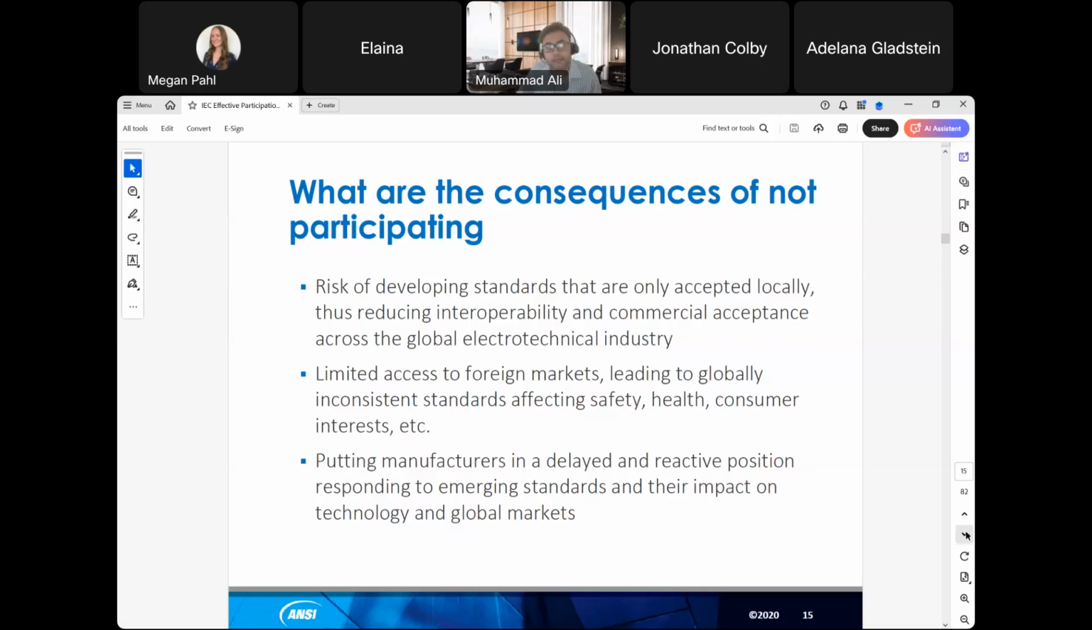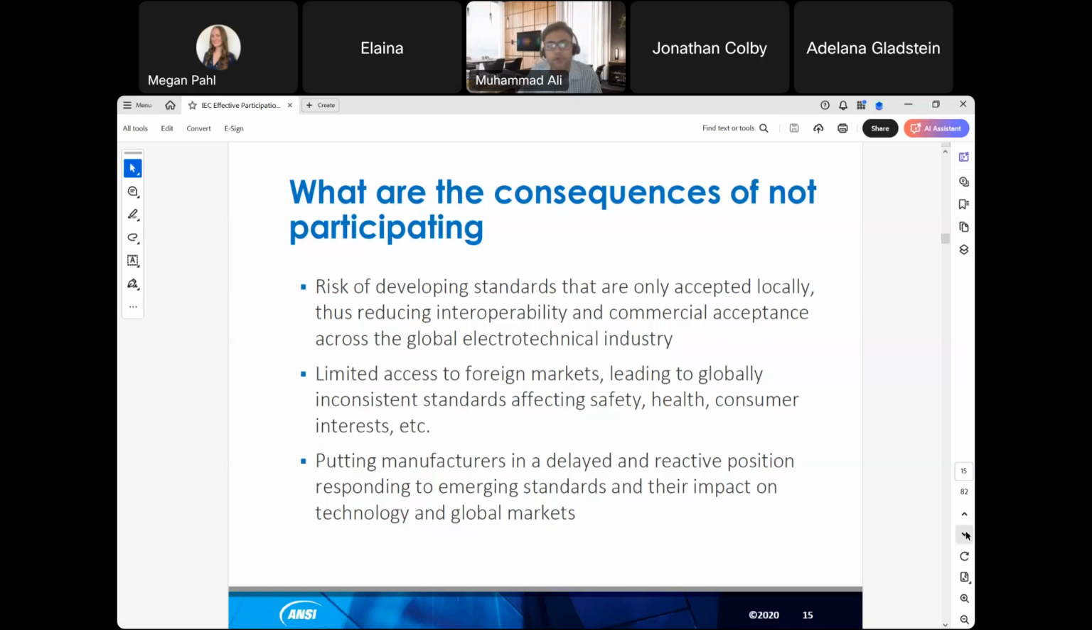By keeping up with the standards development process, you not only get a chance to influence the content, but also to guide your internal processes and make changes as you go along, to better prepare.